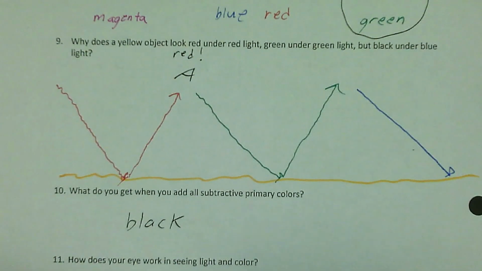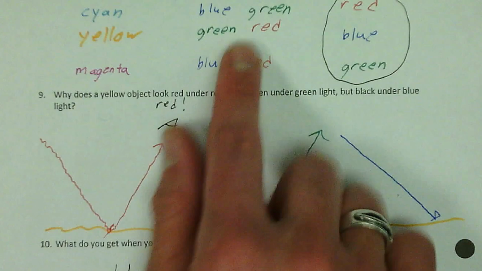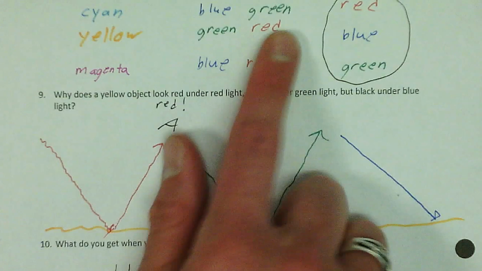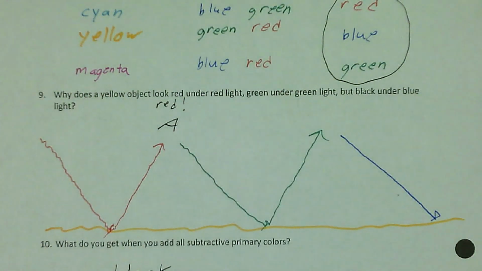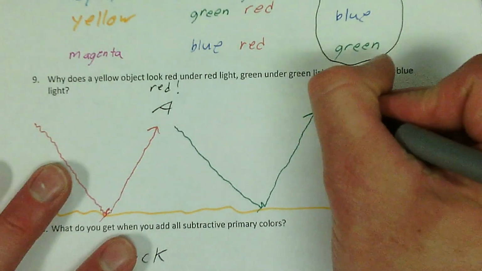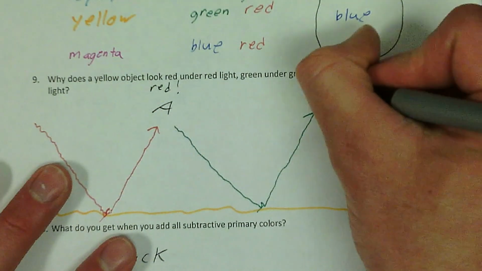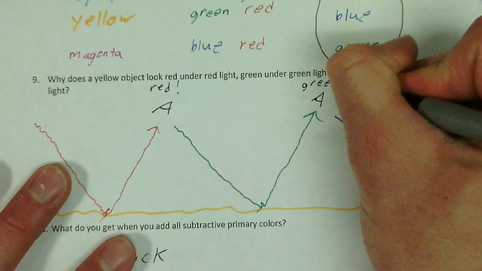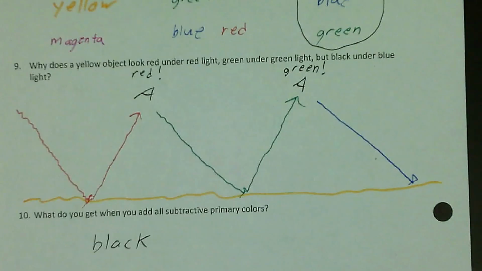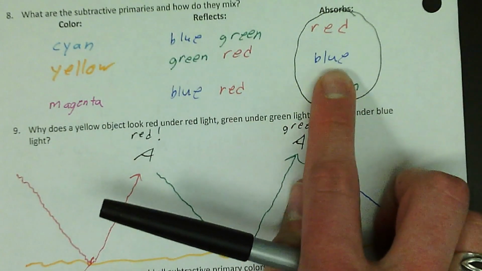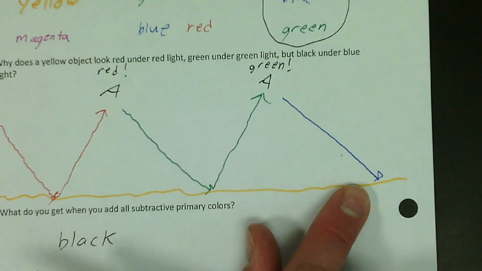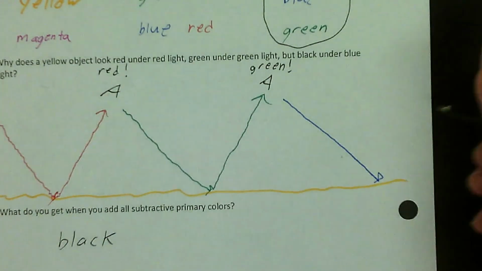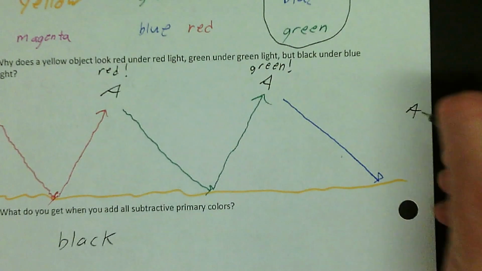Okay? Green is part of yellow along with red. So if green hits the yellow surface, it's going to reflect off, and if you're looking at it, you're going to see green. But blue is the one that's absorbed. So when blue hits the yellow, nothing reflects, and it's going to look black.